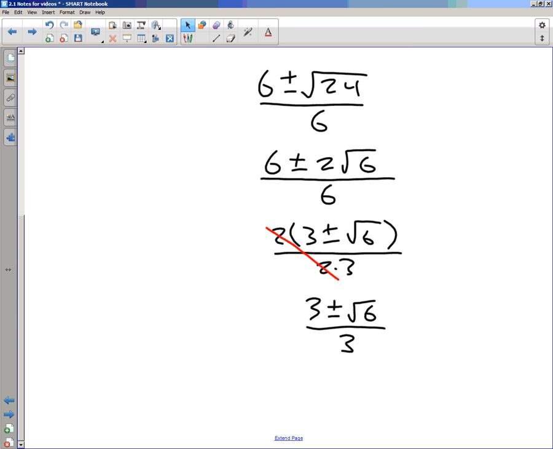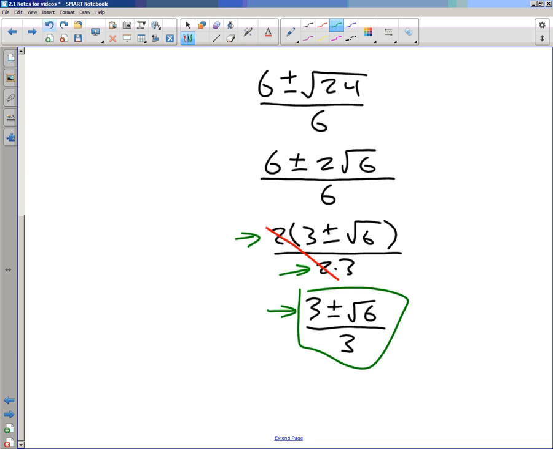You may be tempted to cancel these 3's here, but we cannot. The reason is, the only time we can cancel is when we're canceling a factor of the numerator with a factor of the bottom, like we did in the 2's here. These were both factors. The 3 here is not a factor of the entire top, so we cannot cancel it. So this is going to be our final answer.